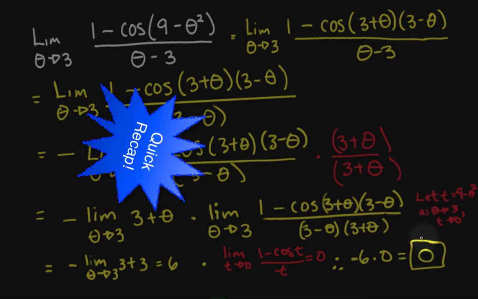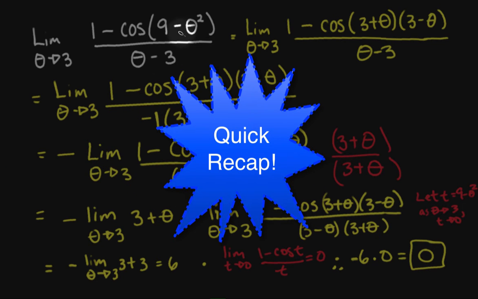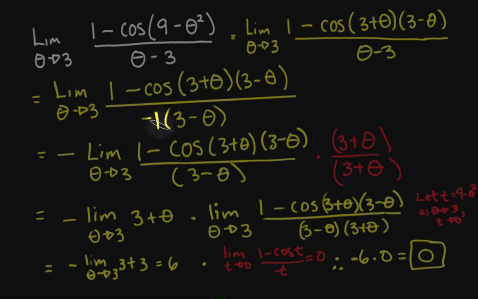So the goal, again, was to make the denominator the same as the trig argument. So we did a little algebra, factored it out to see what we needed to do. We factor out the negative sign to make the 3 minus theta the same. Then we realized we need a 3 plus theta, multiplied it on top and bottom, and then wrote it in a manner in which we could clearly see the identity.